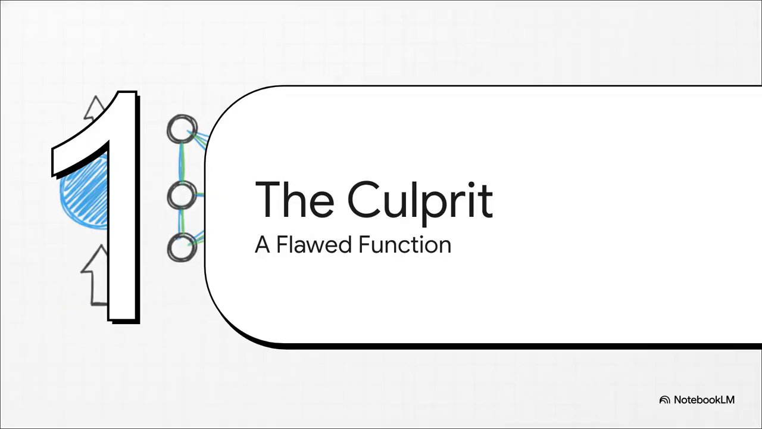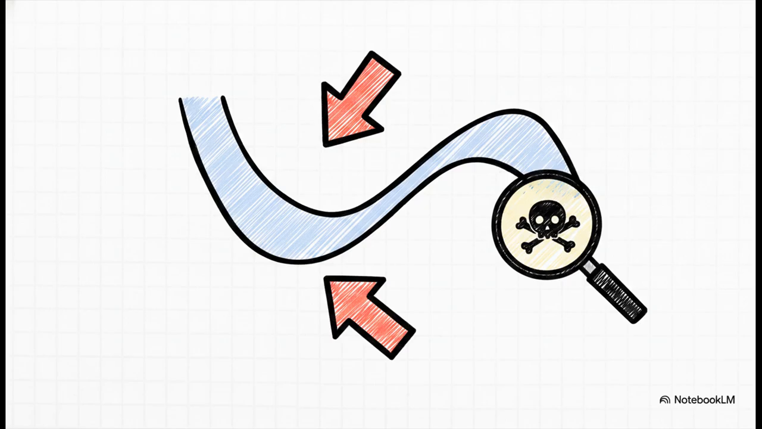Section 3. The culprit. A flawed function. So, if backpropagation and the chain rule are completely mathematically sound, what broke? Well, let me introduce you to the prime suspect in our mathematical mystery, the sigmoid activation function. In the early days of deep learning, this was the absolute go-to activation function. Its whole job is to introduce nonlinearity into the network.